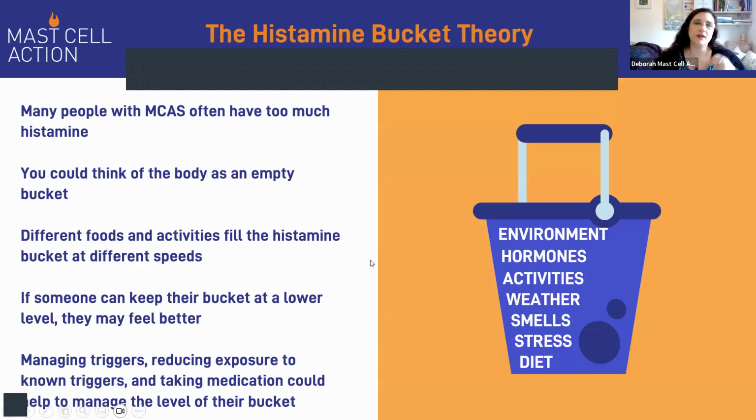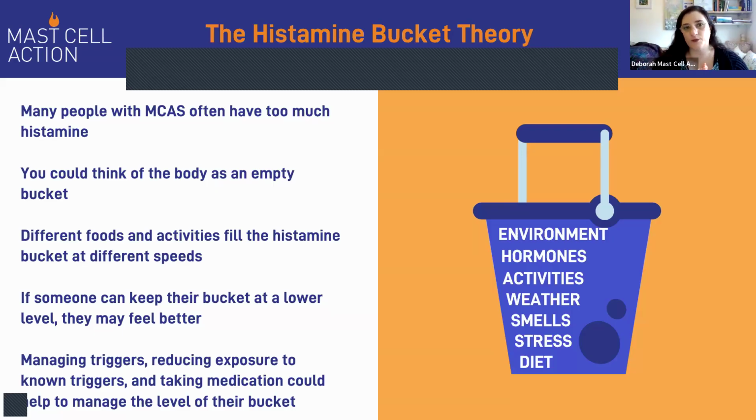So people with MCAS often talk about the histamine bucket theory, and this relates specifically to the mediator histamine, and we often have too much histamine. It's a big problem for people with MCAS that we live with too much histamine because our mast cells are releasing it too much. And we think of the body as an empty bucket in this analogy, and everything that we're exposed to triggers our mast cells to produce histamine, and gradually that bucket fills up and fills up. And if we can empty that bucket and keep our exposures low and the amount of histamine low, then we can get away with not too many symptoms or maybe no symptoms. But everything that we come into contact with fills our bucket. And when we've had too much, the bucket overflows and then we get symptoms.